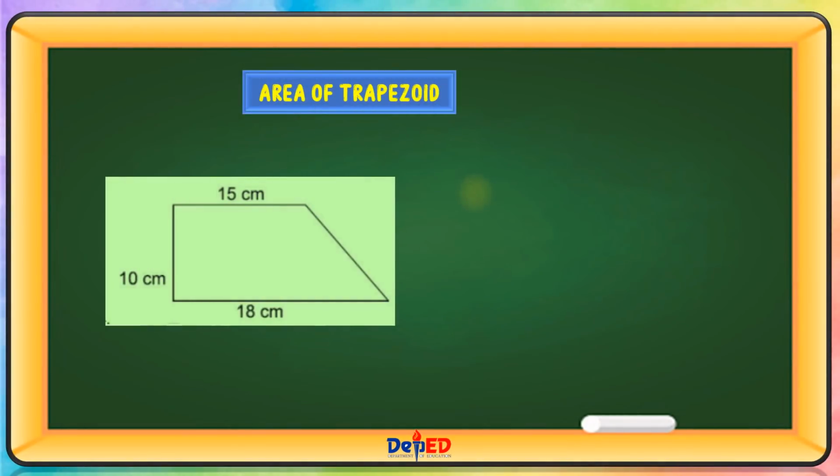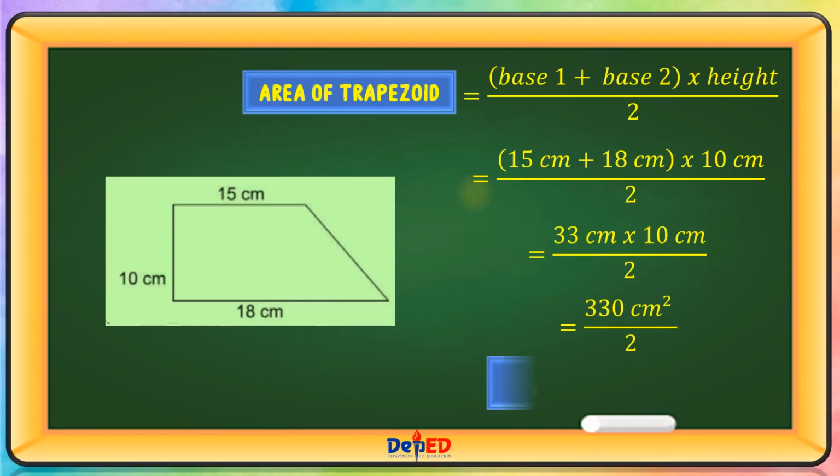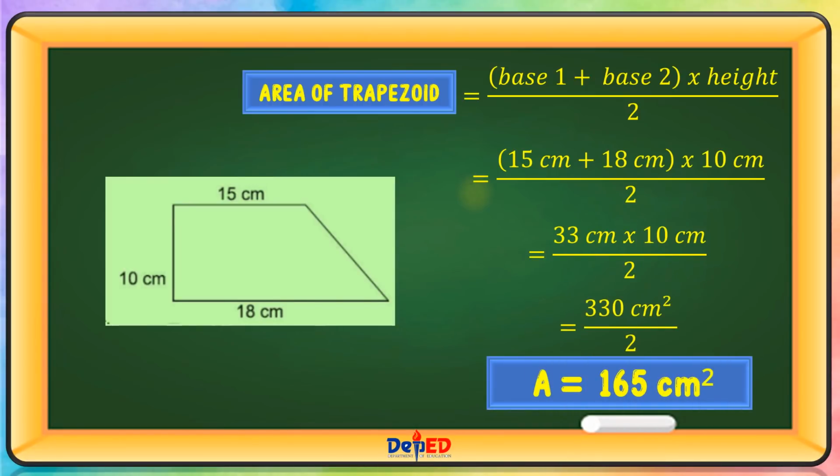Area of trapezoid. Ang ating formula ay base 1 plus base 2 multiplied by height divided by 2. Ang ating base 1 at base 2 ay 15 at 18, i-multiply sa 10 cm na height divided by 2. 15 plus 18 equals 33 cm times 10 cm divided by 2 equals 330 square centimeters divided by 2 equals 165 square centimeters.